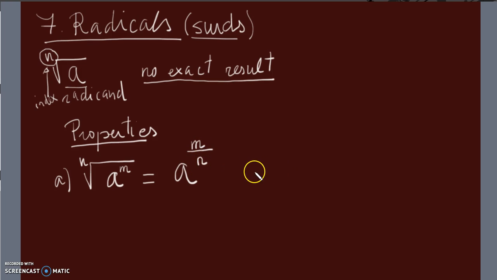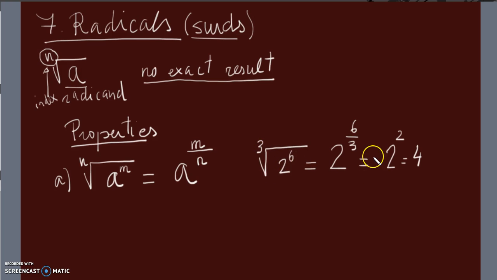Okay, so let's see an example. Imagine the third root of 2 to the power of 6. You can write this as a power this way: 2 to the power of 6 over 3. As you see, we can simplify the fraction. So 2 to the power of 2, that is 4. So in this case, it's an exact number.